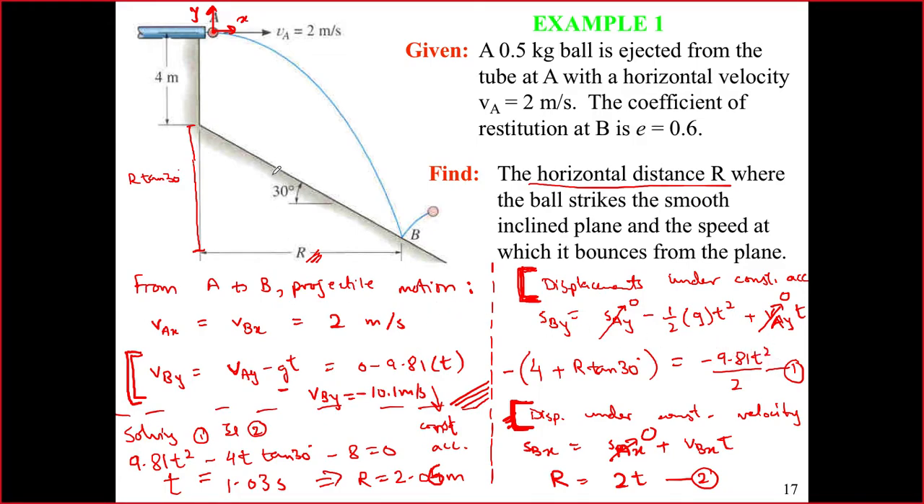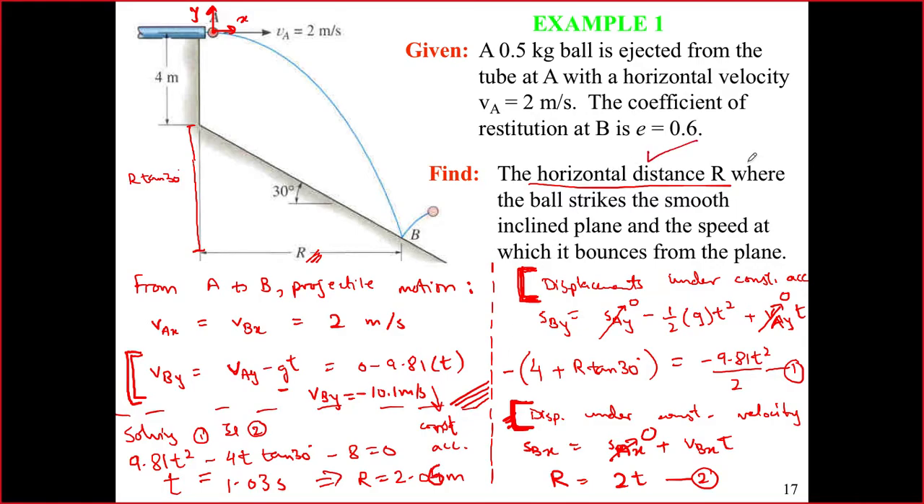Just notice कि जो total vertical distance travel किया जा रहा है, that's in the minus direction. That's why I've got a minus here. And the total distance is 4 plus this r tangent 30. Now, solving these two simultaneous equations together, we get that the time turns out to be 1.03 and this r distance turns out to be 2.06. तो वो जो question पूछ रहा था वो तो हमने कर लिया है.